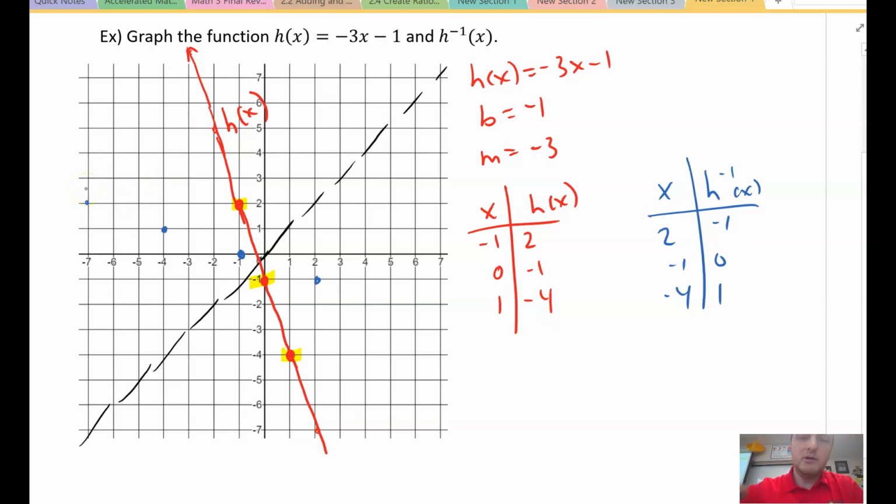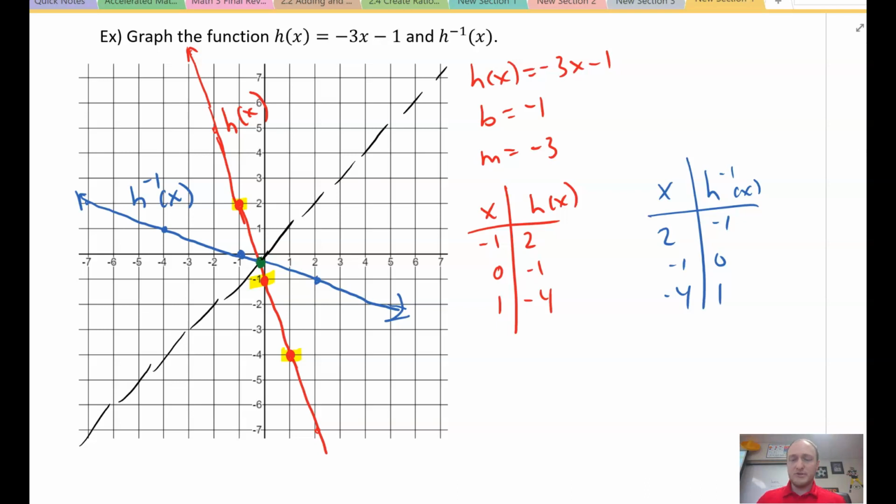It's going to be hard for me to draw, but it looks something like this, and this is h inverse of x. Step 4, do they intersect on the line y equals x? They intersect right here, which happens to be on the line y equals x. That makes sense.